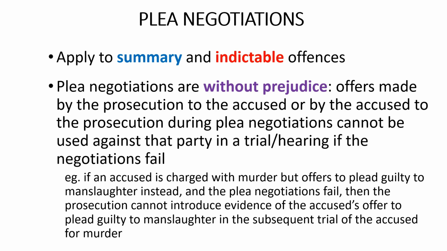For example, if an accused is charged with murder and, in a plea negotiation, offers to plead guilty to manslaughter instead, but the prosecution refuses to agree to the accused pleading guilty to the lesser charge of manslaughter, then the prosecution cannot subsequently introduce evidence of the accused's offer to plead guilty to manslaughter in the trial of the accused for murder. Put another way, the prosecution can't say in the accused's trial for murder that the accused must have killed the victim because the accused was prepared to plead guilty to a charge of manslaughter.